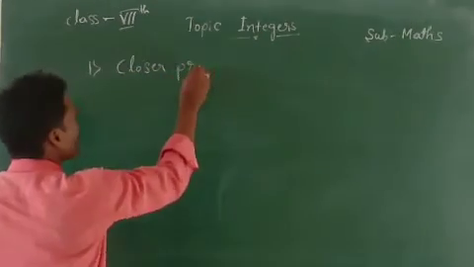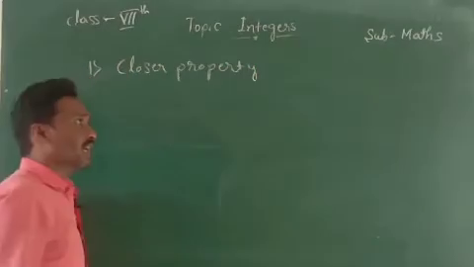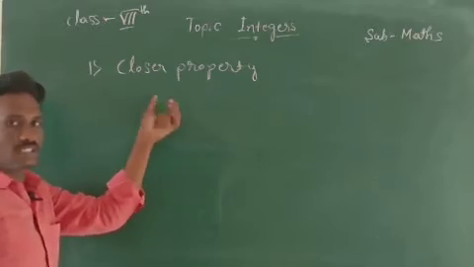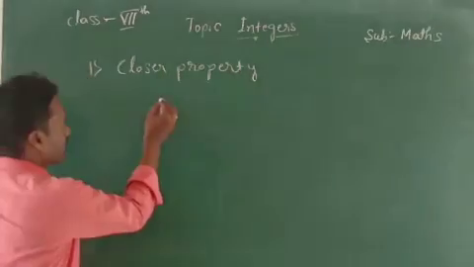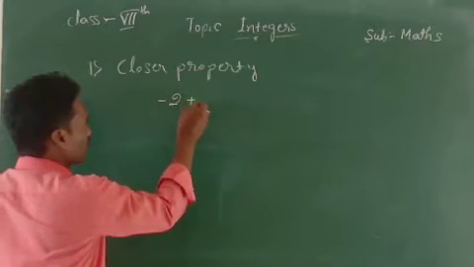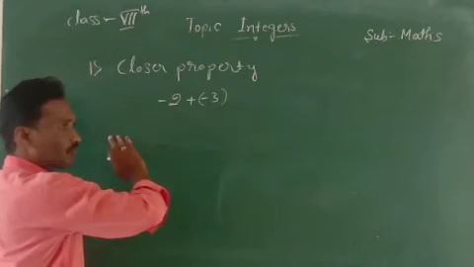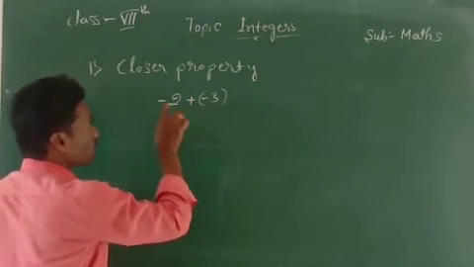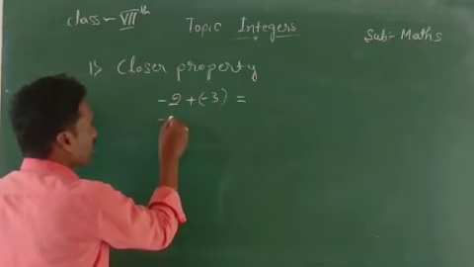Closure property. Closure property means if you add any two integers, we'll get another integer. Example, I can take -2 plus -3. These two are integers. Integers have positive and negative values on both sides. So I am going to add two negative integers here. What will we get as the answer?